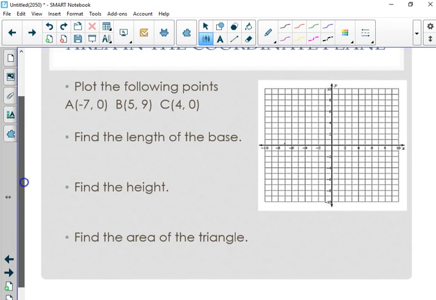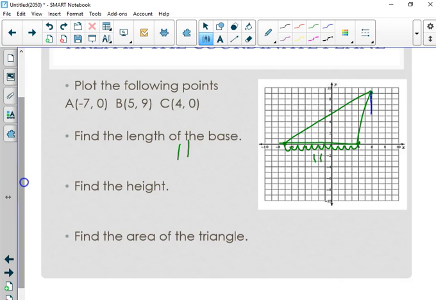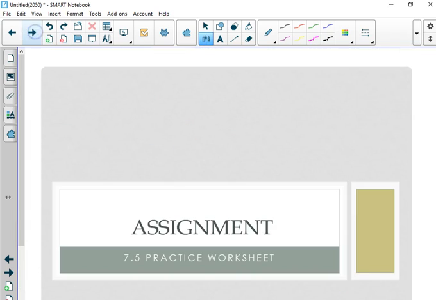Okay, negative 7, 0, right here, 5, 9, right there, and 4, 0. Find the length of the base. Well, once again, we can just count 1, 2, 3, 4, 5, 6, 7, 8, 9, 10, 11. The height. That would be a straight line down here. So we can just count 1, 2, 3, 4, 5, 6, 7, 8, 9. So the area is 1/2 the base times the height. So 99 times 1/2, divided by 2, 49.5 units squared. And that's it.